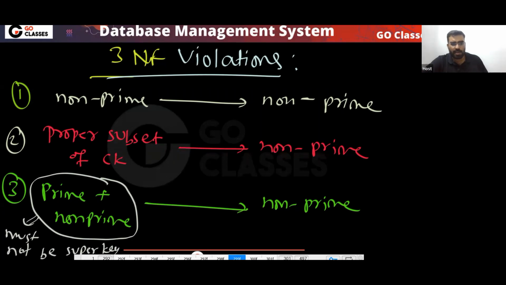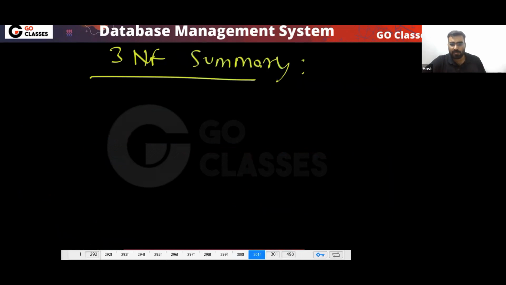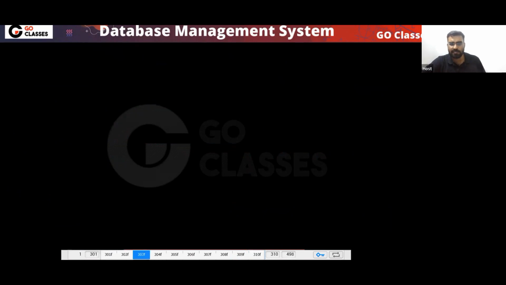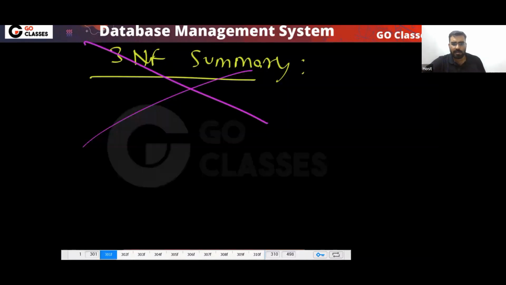Can you notice that in all these violations, the RHS has a non-prime attribute? So remember, we don't care about the prime attributes. The prime attribute may or may not be transitively dependent on candidate keys. Let's see some examples. With examples, this concept will become clearer.